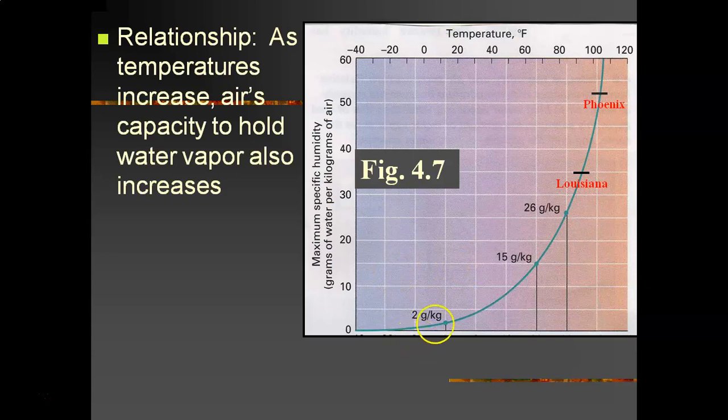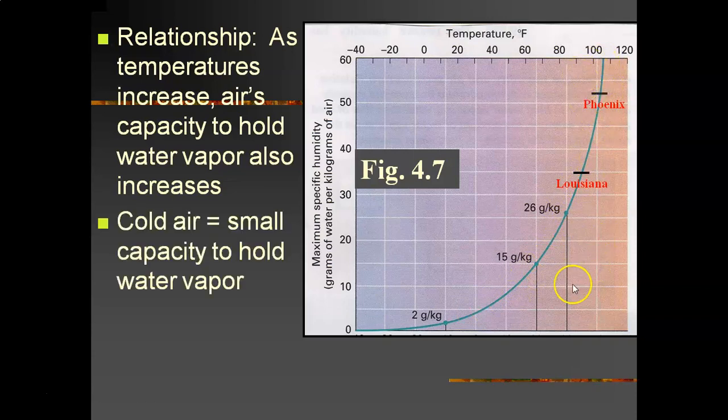And the relationship is this, that as temperatures increase, the air's capacity to hold water vapor also increases. So we've got the temperature up here from very, very cold to very warm. And then on the vertical axis, it's the amount of water vapor in the air. Now we just measure it in grams per kilogram, but basically 0 grams, no water vapor, to a lot. And here's the relationship. So it's very cold outside, and we're not holding that much. And then progressively, as it gets warmer and warmer, the air can hold more water vapor.